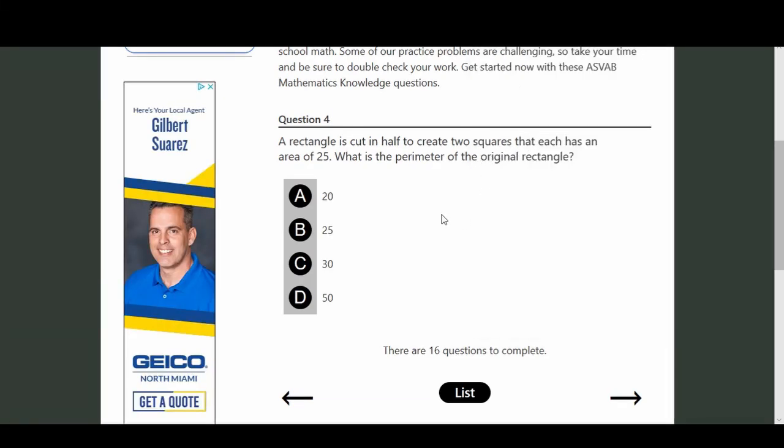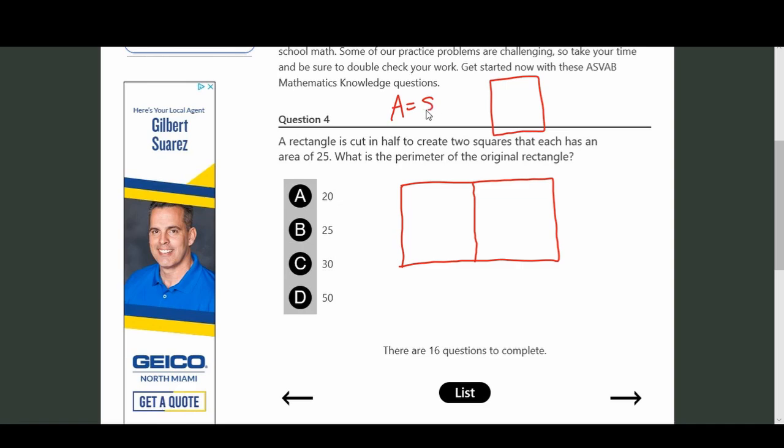Number 4 says a rectangle is cut in half to create 2 squares that each has an area of 25. What is the perimeter of the original rectangle? So let's see if I can draw a rectangle. It's a pretty good rectangle, if I don't say so myself. We're going to try to cut it in half to form 2 perfect squares. Again, just to show you this, the area of a square is equal to side times side. And in a square, all the sides are equivalent. In this case, we know the area of the squares are 25.